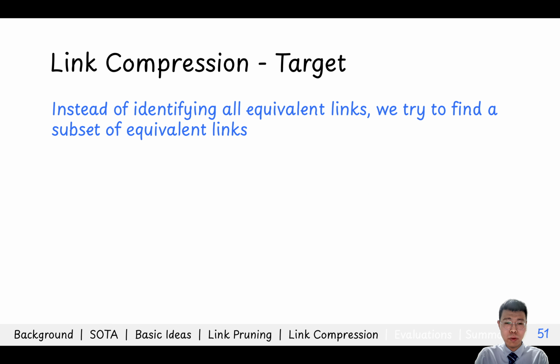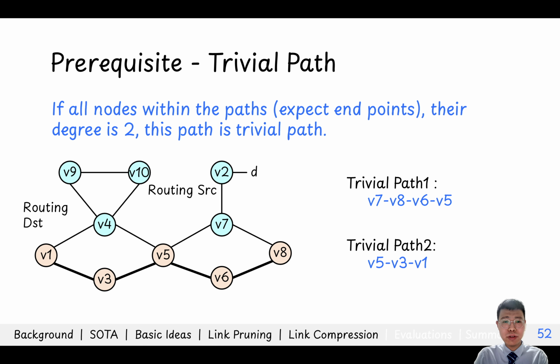For link compression, we adopt a strategy. Instead of identifying all equivalent links, we try to find a subset of equivalent links. We first define a trivial path. If all nodes within the path, except endpoints, have degree 2, this path is a trivial path. For example, we show two trivial paths in this network topology.